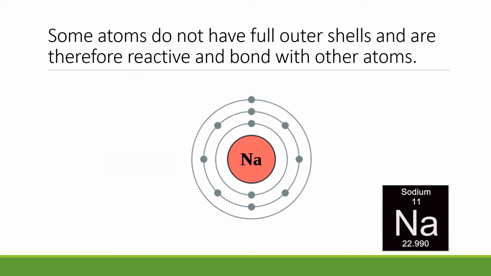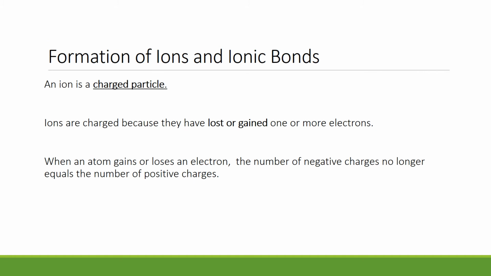Some atoms do not have full outer shells and are reactive and bond with other atoms. One such example is sodium. You can see the atom sodium in the center of this slide. We want to look at how we form ions. An ion is a charged particle. Ions are charged because they've lost or gained one or more electrons.